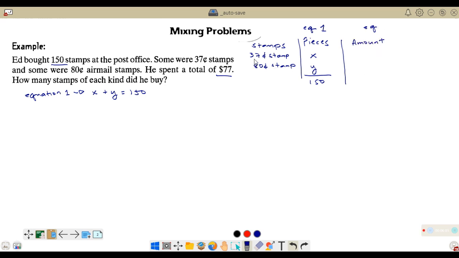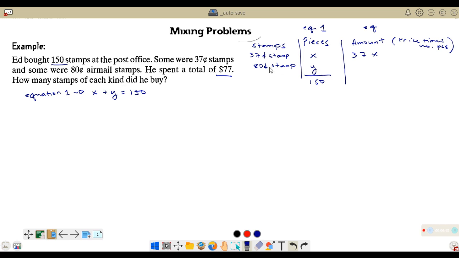Okay? So, bumili ka ng 37-cent stamps. Hindi natin alam kung ilang pieces. So, to get the total amount that you spent buying 37-cent stamps, you have to multiply its price by the number of pieces. So, the total amount is price times number of pieces. So, kaya meron tayo ditong 37x.